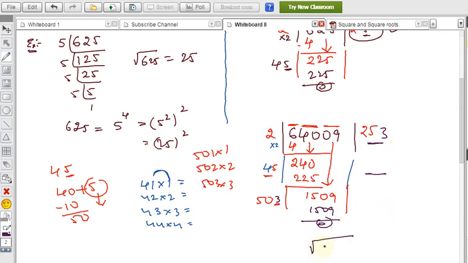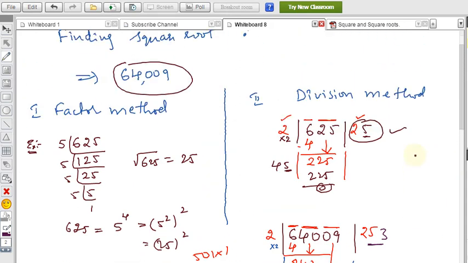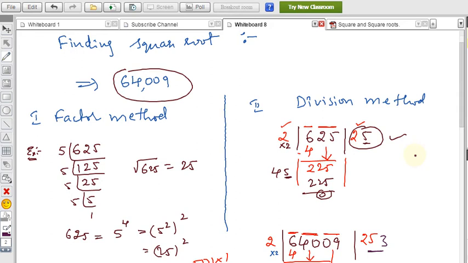Therefore the square root of 64009 is equal to 253. So this is the division method. Some other videos are there explaining the square root in both methods in the same channel. You can go through them for some more clarity if you want.